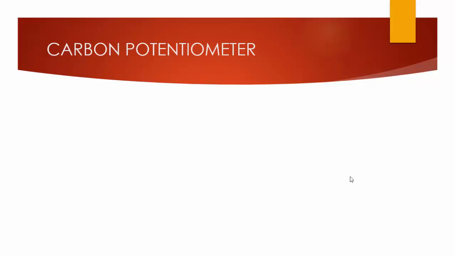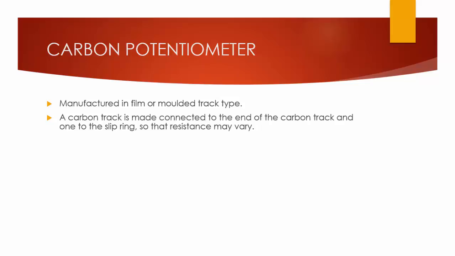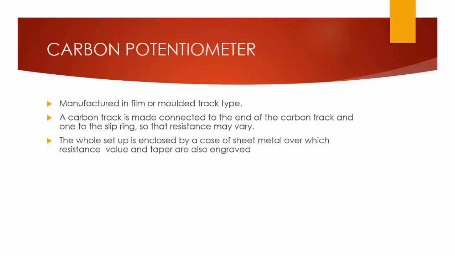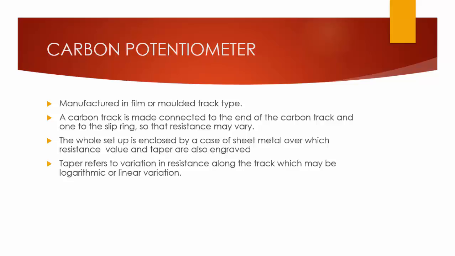Now coming on to the carbon potentiometer. It is manufactured in either film or molded type. A carbon track is made and two terminals are provided to take the observed reading, and one terminal is connected to the slip ring so that resistance can be varied accordingly. Further, the whole setup is enclosed by a case of sheet metal over which the resistance value and the taper are also engraved. Here the taper refers to the variation along the track, which may be logarithmic or linear.